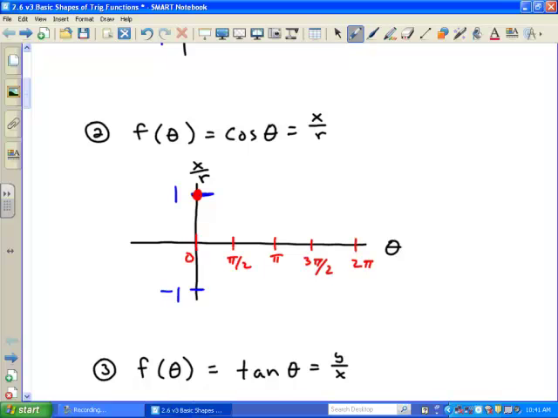If you plug in pi over 2 into cosine, you find out the value is 0. If you plug in pi, you'd find out the value is -1. If you plug in 3 pi over 2, you find out the value is 0. If you plug in 2 pi, you find out the value is 1 again. Okay, you're seeing that you're bouncing in between 1, 0, and -1.